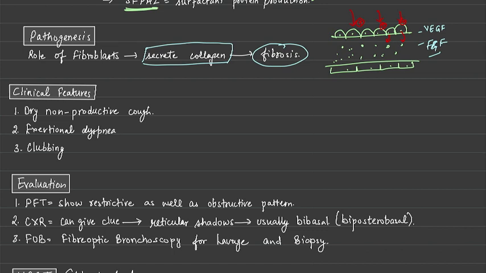So what will be the clinical features once fibrosis occurs? The patients will present to you with a dry non-productive cough. There will be exertional dyspnea, and there will be clubbing. See, clubbing is not seen in all of the cases, but yes, clubbing can be seen in patients with ILD. The most common clinical symptom is a dry non-productive cough, which is there for a very long period of time. Chronic cough, non-productive cough. Exertional dyspnea, obviously, is the most common sign and symptom.